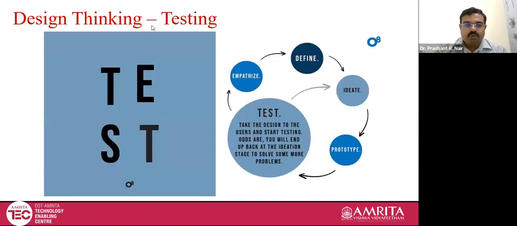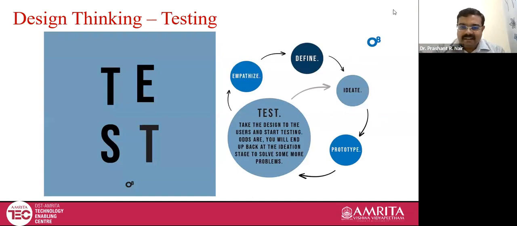Again, take this prototype, show it to the customer. That is called the testing stage. Take this prototype and again show it to the doctor, the patient, the bystander, the X-ray technician, the nurse. Get all the stakeholder inputs. There will definitely be feedback. And then again, you go back to the drawing board.